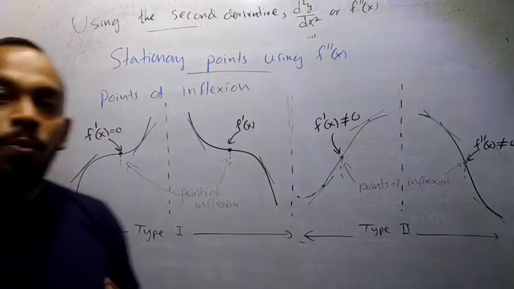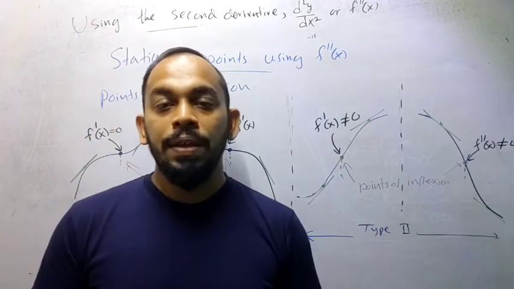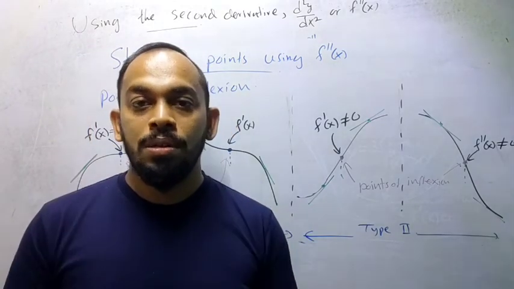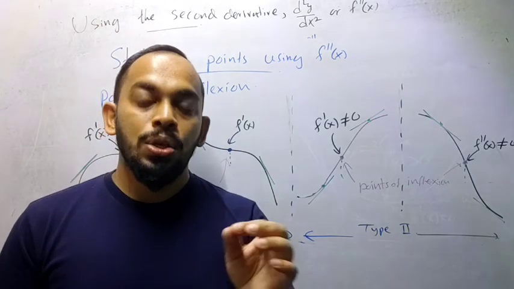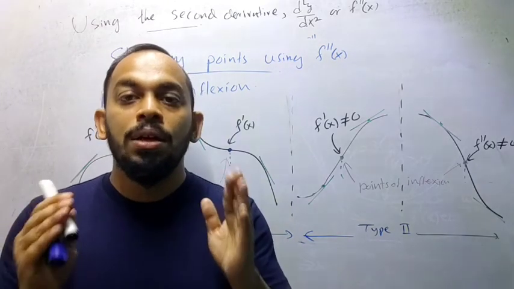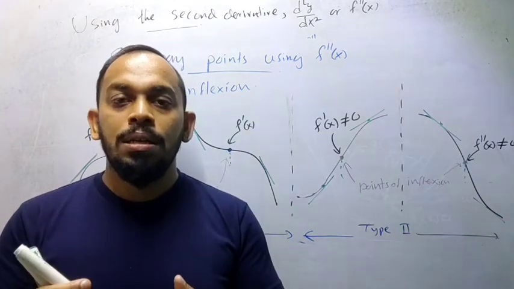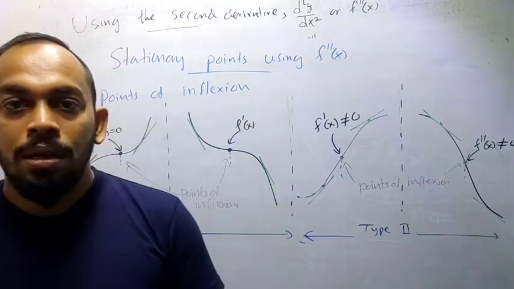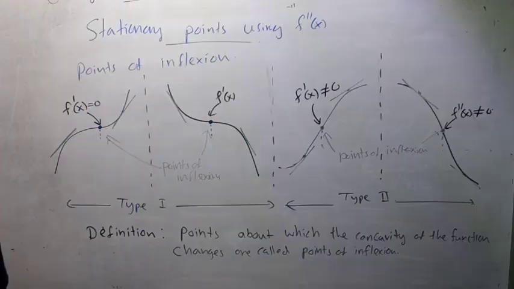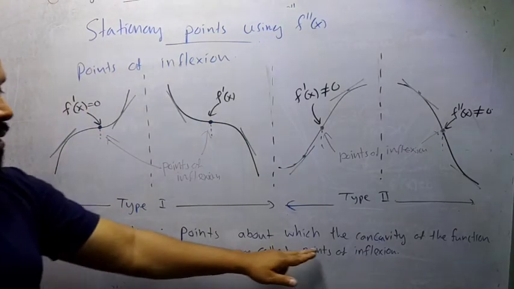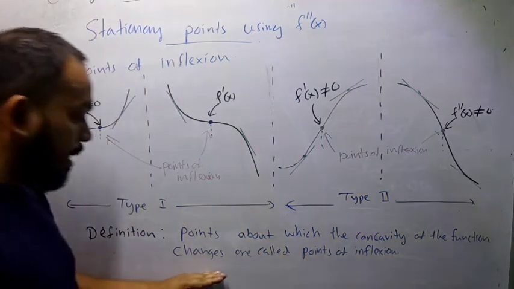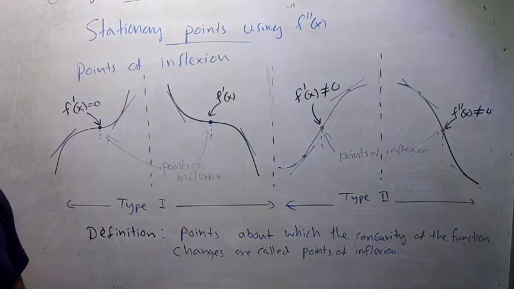So now we are at a point where we can define what an inflection point is, truly using the second derivative. That's why we did not define points of inflection just yet, because we needed the second derivative to define them. So the points about which the concavity of the function changes are called points of inflection.